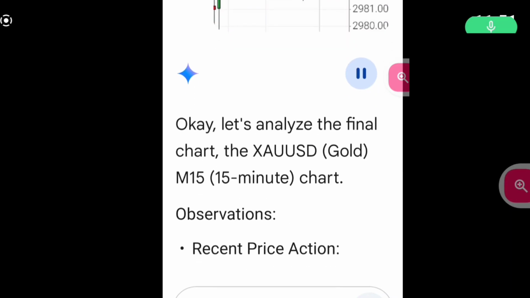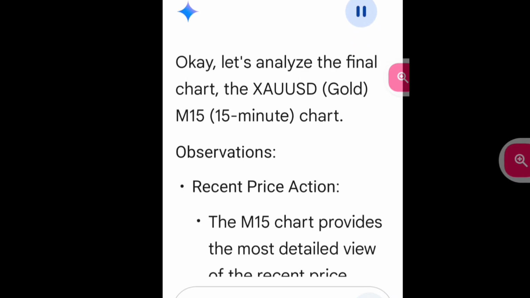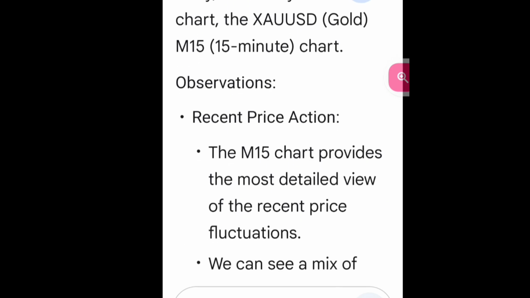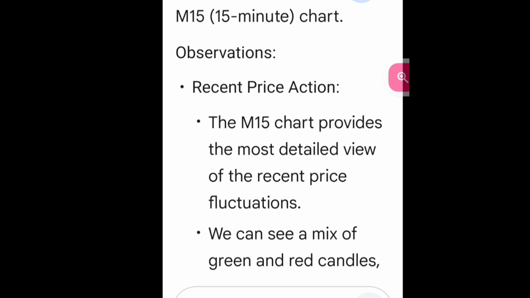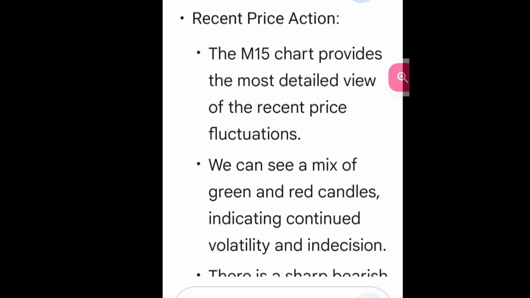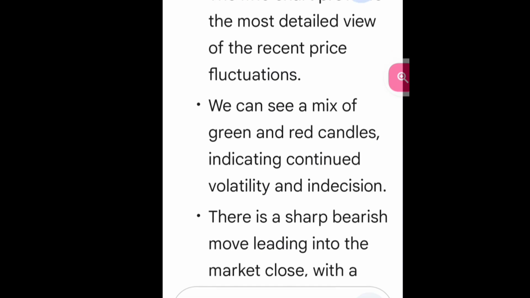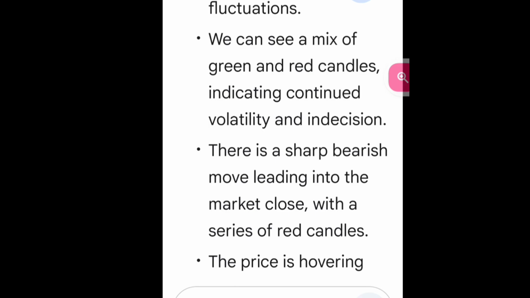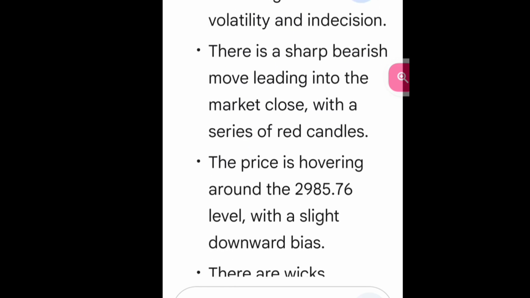Okay, let's analyze the final chart. The XAUUSD Gold M15 15-minute chart. Observations. Recent price action. The M15 chart provides the most detailed view of the recent price fluctuations. We can see a mix of green and red candles, indicating continued volatility and indecision. There is a sharp bearish move leading into the market close, with a series of red candles.